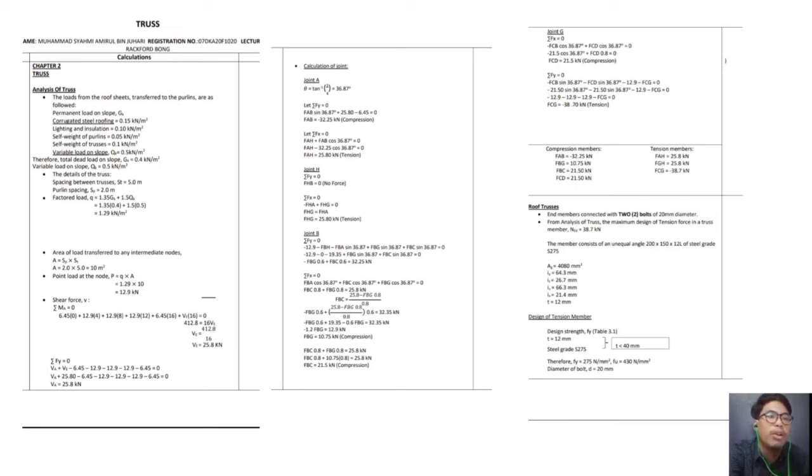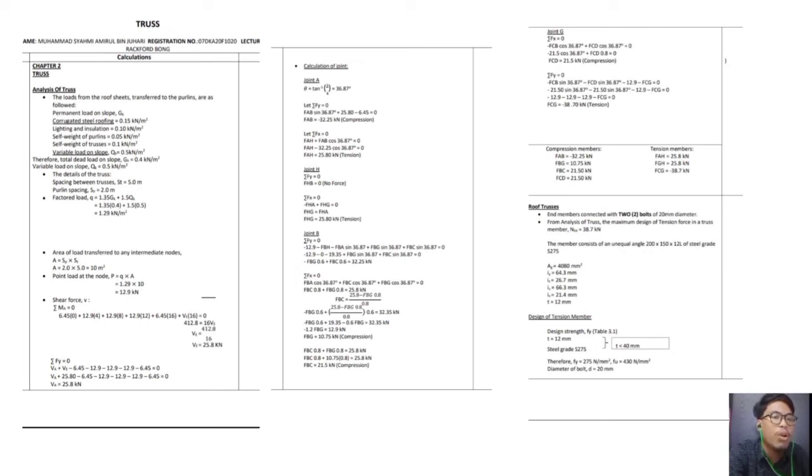Let's calculate the joints. For joint A, we get FAH equal to 25.80 kN tension. For joint H, FHG equals 25.8 kN tension. For joint B, FBC equals 21.5 kN compression. For joint G, FCG equals minus 38.70 kN. For the members, we get 4 compression members and 3 tension members.